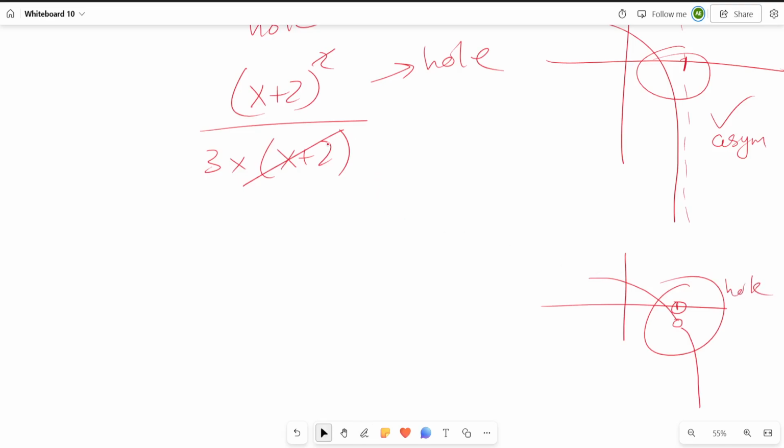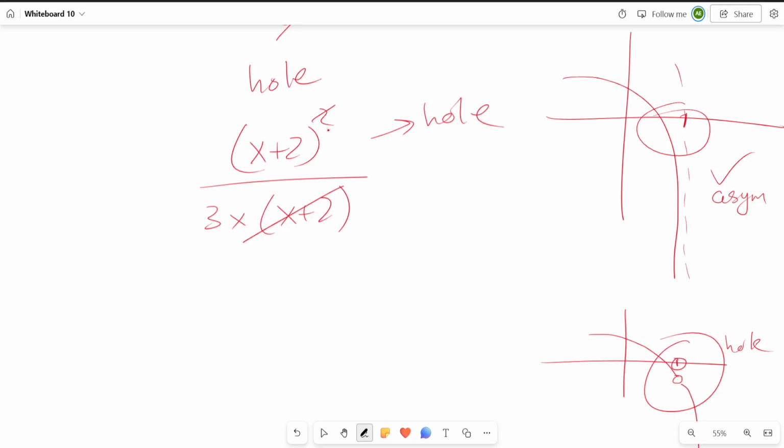What determines it is the degree over here. If the numerator has a higher degree, then it's a hole. If the denominator has a higher degree, it's an asymptote. If they both have the same degree, it's also a hole. So whenever I have a repeated factor in the numerator and the denominator, if they are both the same degree, I will have a hole at that x that's going to cause it to become 0. If the numerator is a greater degree, I will also have a hole.